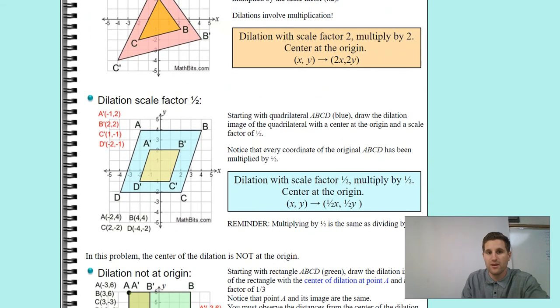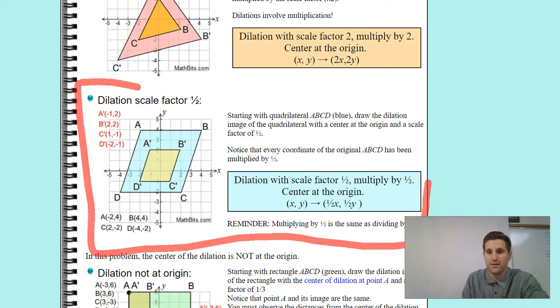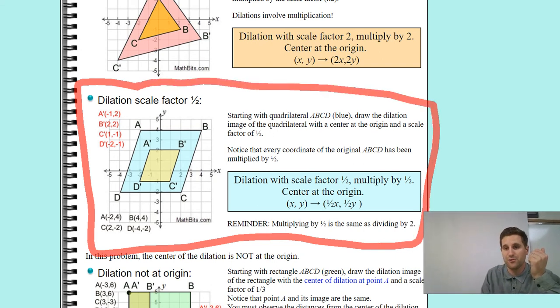And right here, dilation scale factor of 1/2. And yes, you are going to be writing all of this down. Okay? Same thing we're doing, we're multiplying, but we're multiplying by 1/2, which means it's going to get smaller. So our original figure is the blue shape here. And we're going to get smaller, so we're going from (-2, 4) down to (-1, 2). Okay, so we go ahead and multiply by 1/2, which actually reduces the size.